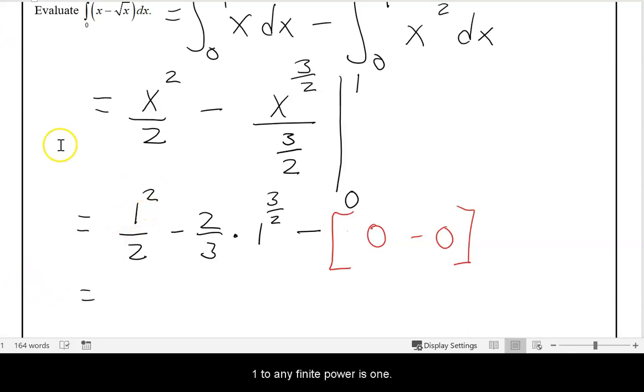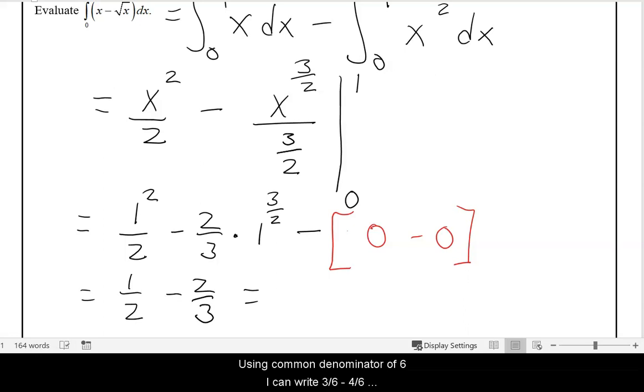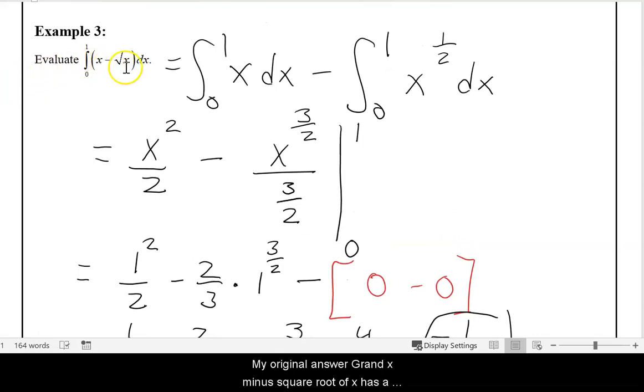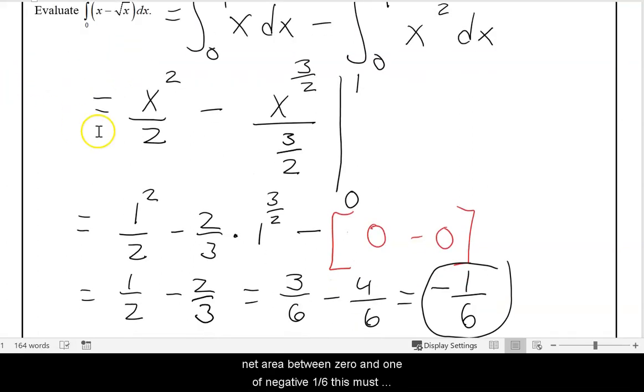1 to any finite power is 1. This gives me 1/2 minus 2/3. Using common denominator of 6, I can write 3/6 minus 4/6 equals -1/6. What does this mean about the original function that served as the integrand? My original integrand, x minus square root of x, has a net area between 0 and 1 of -1/6. This must mean there is actually more area below the curve between 0 and 1 than there is above the curve.